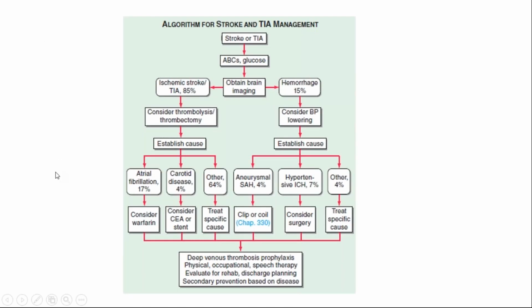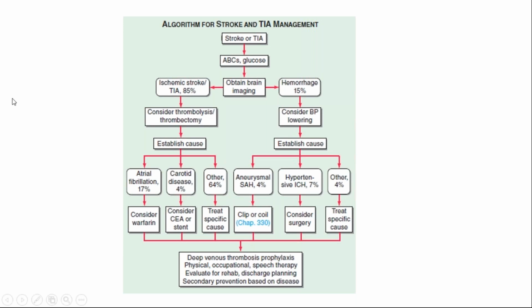I will not be going into detail about the management of stroke and ICH. This is basically an algorithm or flowchart for management of stroke. Whenever a patient presents with stroke, measure his glucose, manage ABCs, airway, breathing and circulation, then get the brain imaging done. In a casualty setup, the majority, 85%, are ischemic stroke and 15% are hemorrhages.